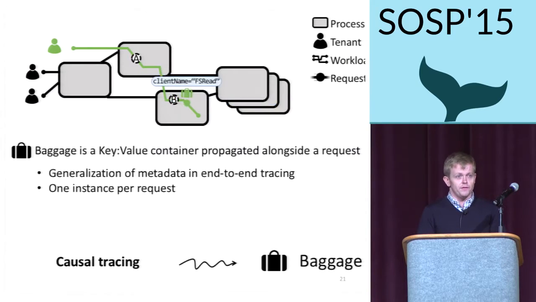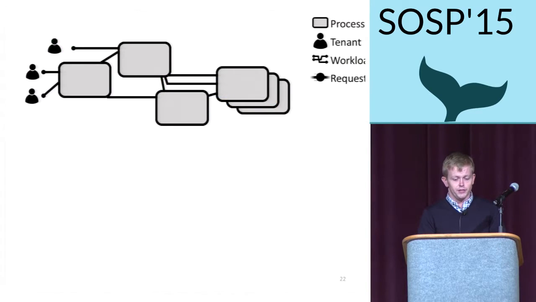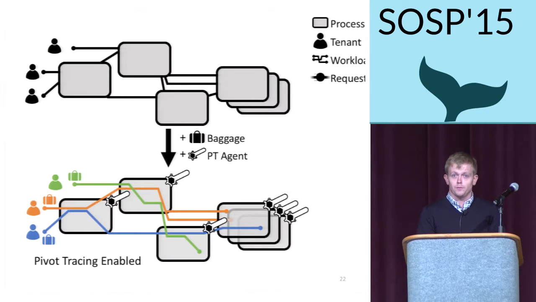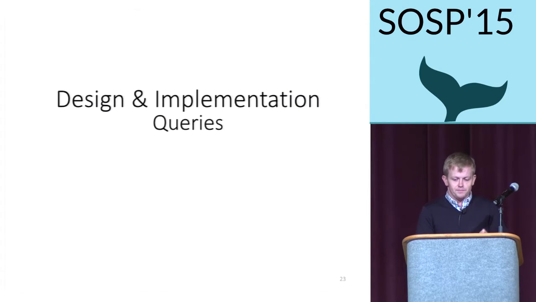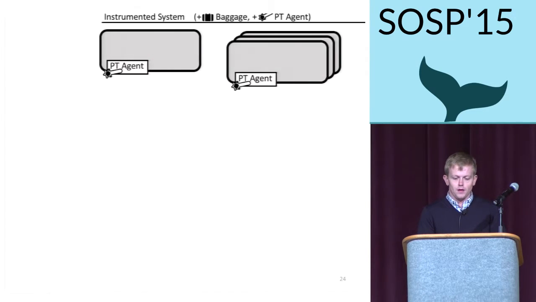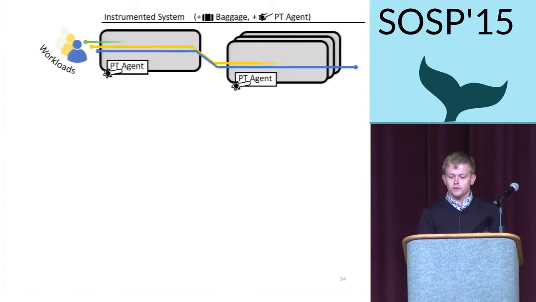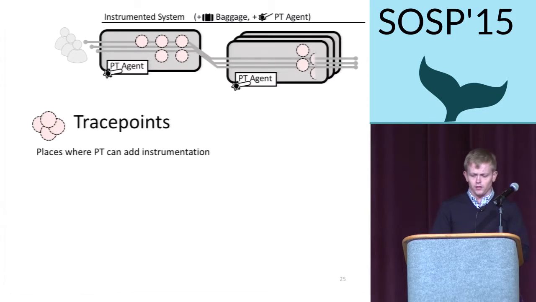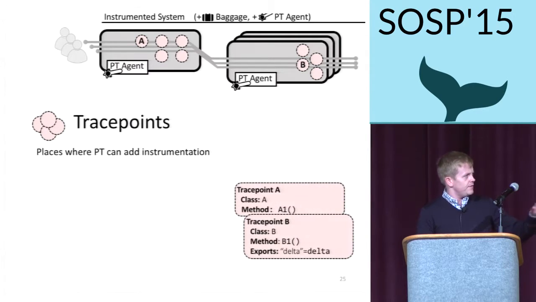This combination of a pivot tracing agent to perform dynamic instrumentation and baggage to do metadata propagation is what we need for a system to support pivot tracing. But with this, I'll walk through the steps that pivot tracing takes to evaluate a query. So we start with our instrumented system and the users of our system submitting workloads. And as introduced earlier, we have several trace points defined that refer to places in the code where pivot tracing can add instrumentation. Here I've highlighted trace points A and B as examples.